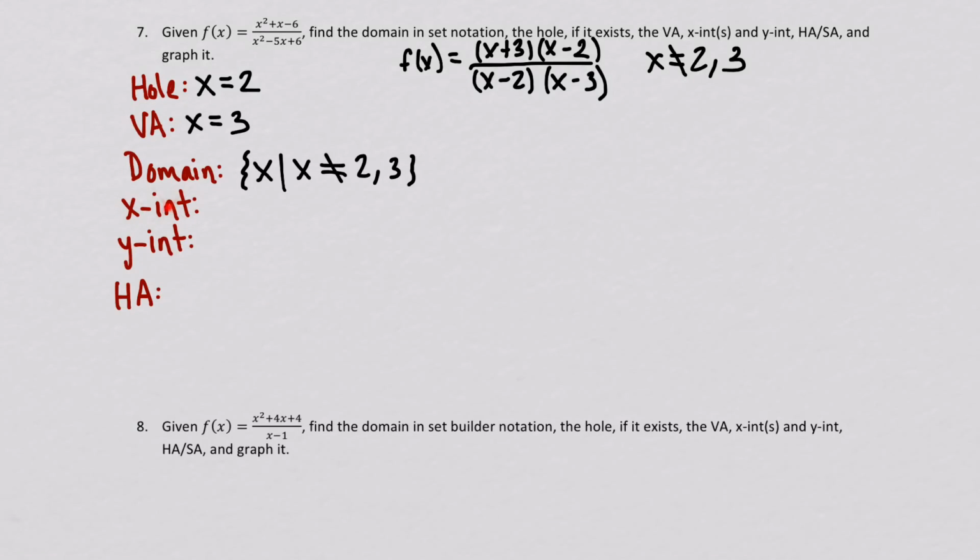Okay, for the x-intercept, you're going to take the numerator and set them both equal to 0. So you can do that in your head. X plus 3 equals 0 gives you negative 3. And x minus 2 equals 0 gives you positive 2, right? So x equals negative 3 and positive 2. But there's an issue with positive 2. We already said it's a hole, so it cannot be an x-intercept also. Okay? It can't be both. So then the only x-intercept is negative 3. So x equals negative 3.